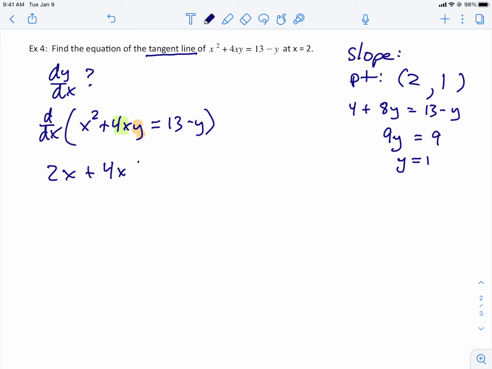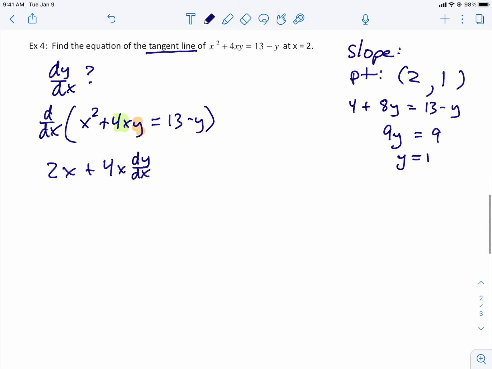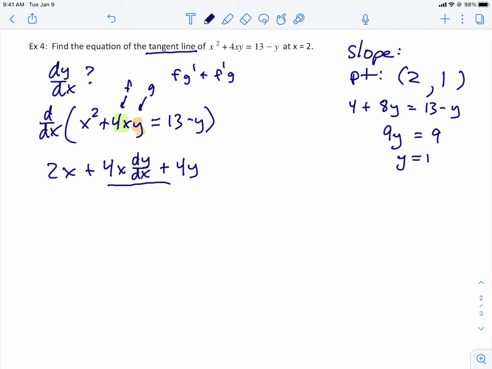So basically, we have 2x, that's easy, and now here we have 4x, and then the derivative of y is just dy dx, plus derivative of the green is 4, and then y. Okay, so again, if you forgot the product rule, this is f, this is g, and I'm just going f g prime plus f prime g. That's how I'm getting this down here. Okay, hopefully that all makes some sense.